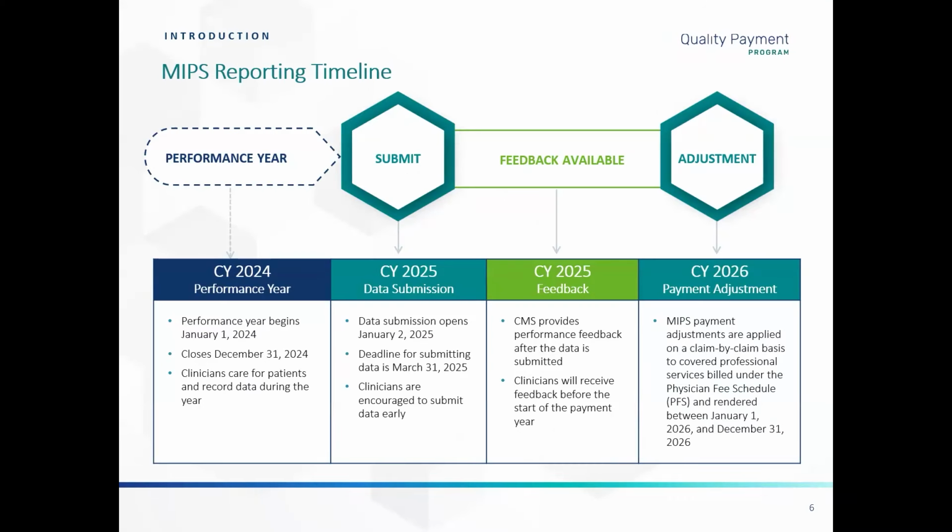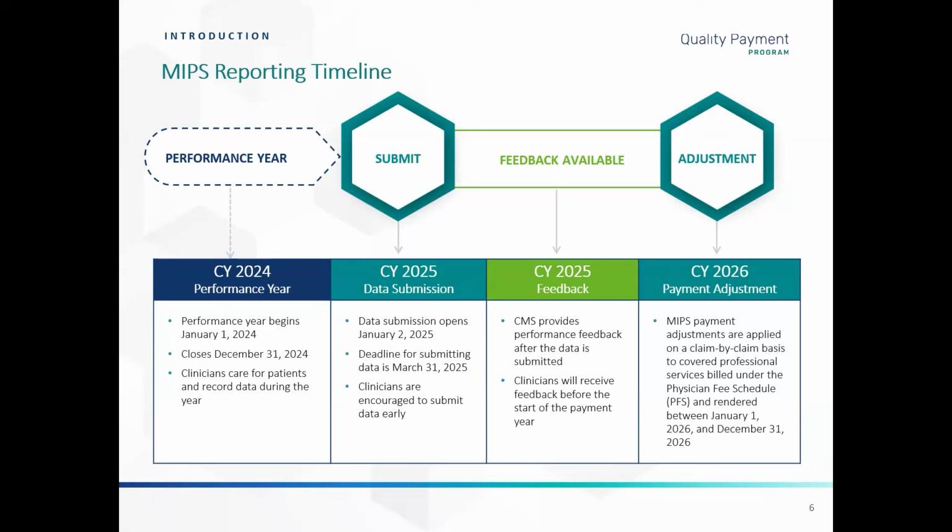Now I'm going to discuss the MIPS reporting timeline. The first item that I'm going to discuss relates to the performance year. The performance year is from January 1st, 2024 through December 31st, 2024. To submit your data, the timeline is different. It's actually in 2025. So the timeline to submit your 2024 data is from January 2nd, 2025 through March 31st, 2025.